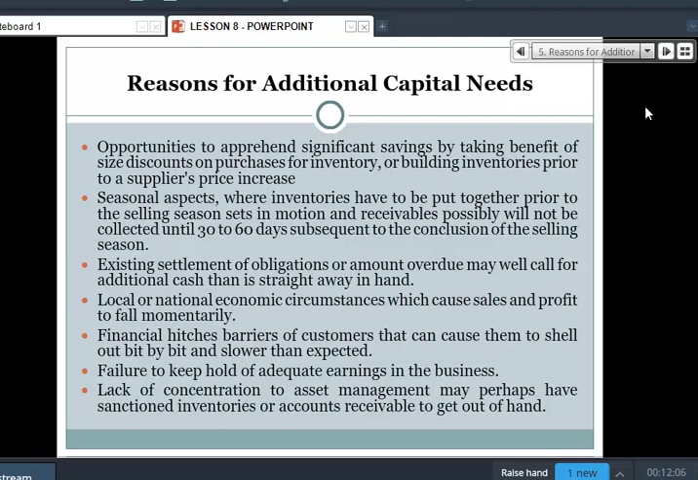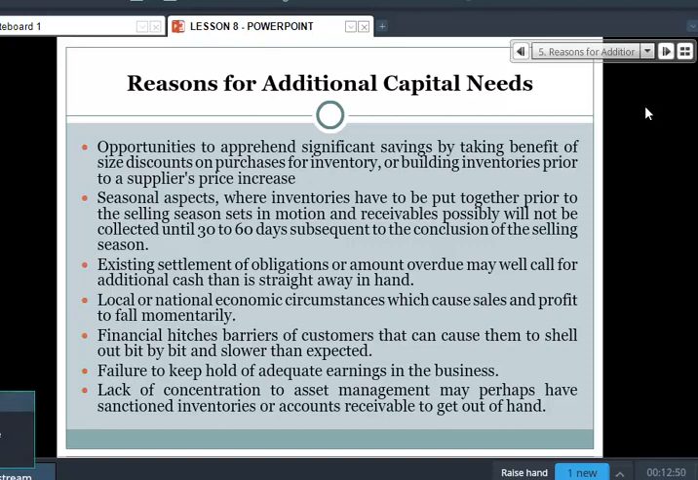Also, seasonal aspects, where investors have to put stock together prior to the selling season setting in motion, and receivables that will not be collected until 30 to 60 days subsequent to the conclusion of the selling season. Another reason is that the settlement of existing obligations or amounts overdue may call for more cash than is immediately in hand.